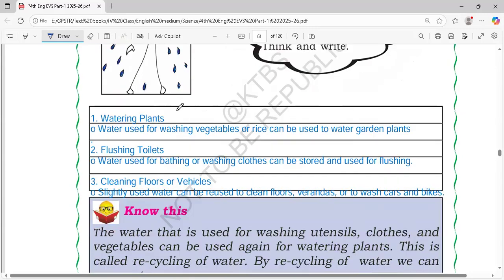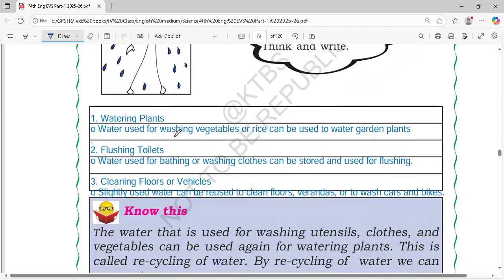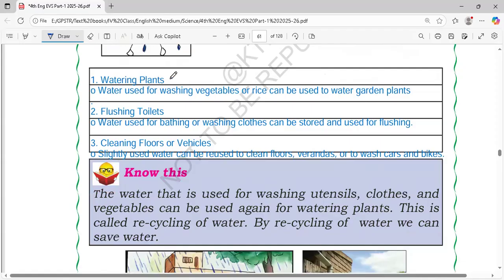See, I am giving some ideas to use used water. First one, watering plants. Water used for washing vegetables or rice can be used to water garden plants. Second, flushing toilets. Water used for bathing or washing clothes can be stored and used for flushing. Third one, cleaning floors or vehicles.